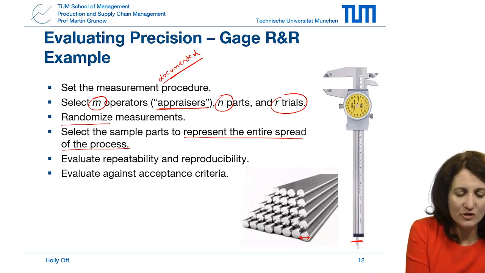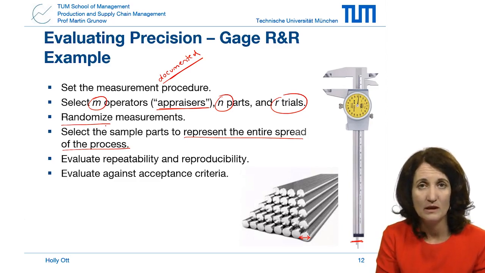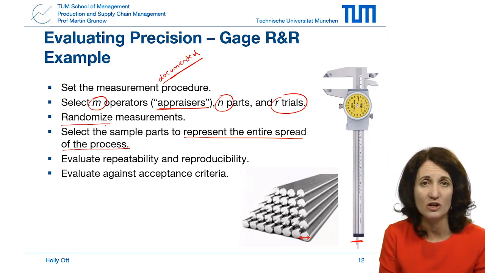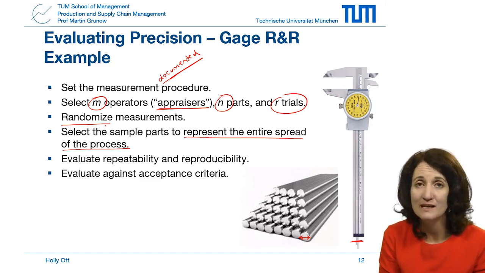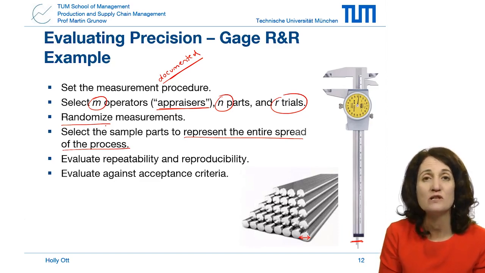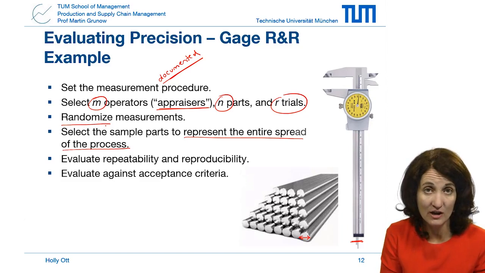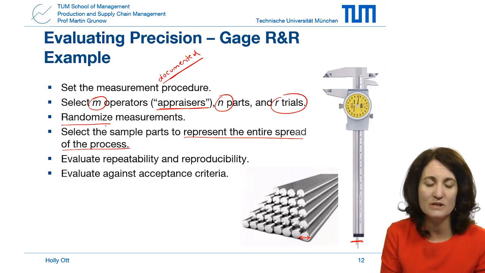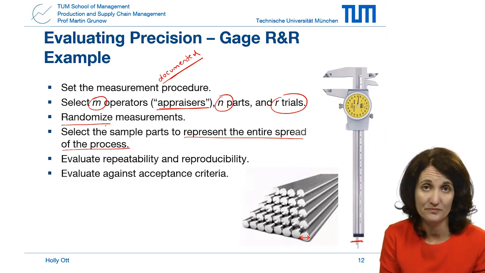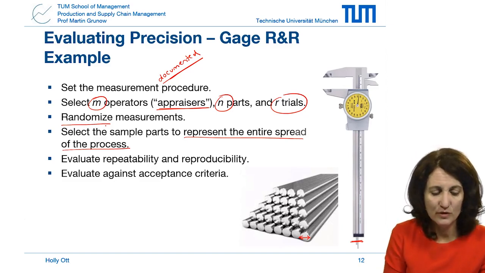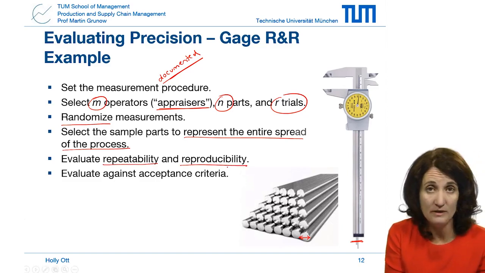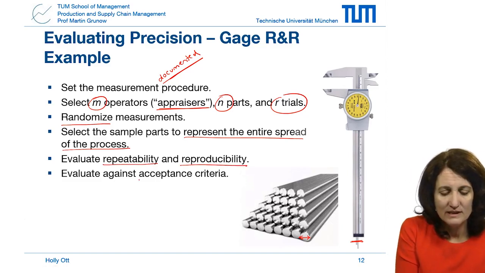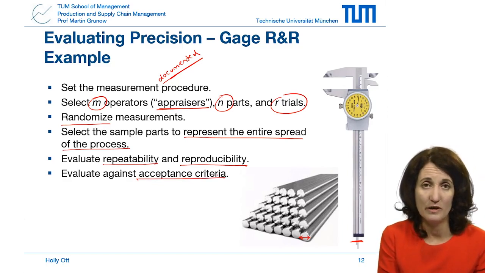You want to randomize your measurements, to make sure there's no other factor. So each part by each operator for the R trials should be randomized. And of course, if you have a larger number of parts, more readings, or more operators, more appraisers, you'll have higher confidence in the results that you get. But these numbers have to be balanced with the time, the cost, and the disruption of your production system. We then want to compute key statistics to evaluate the repeatability and the reproducibility, and then evaluate these against acceptance criteria. We'll look at that as well.